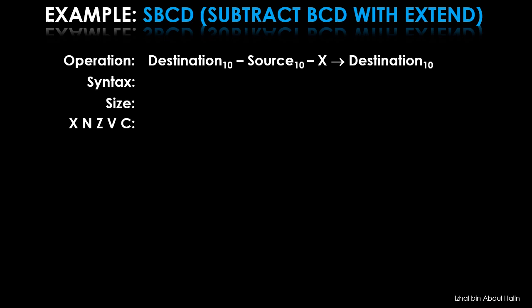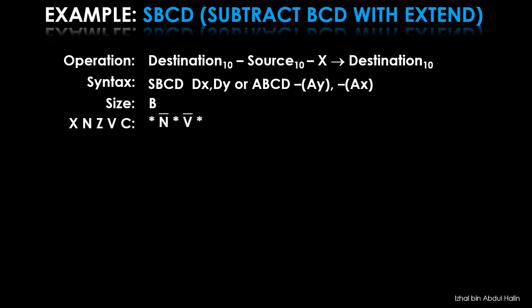The syntax to use this instruction is SBCD DX, DY or SBCD -(AY), -(AX). The allowed operand size is a byte only. Finally, upon execution of the SBCD instruction, the X, Z, and C flags are affected. The N and V flags are inverted from their previous values.